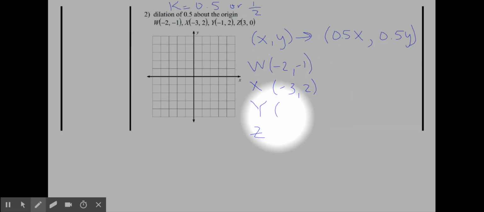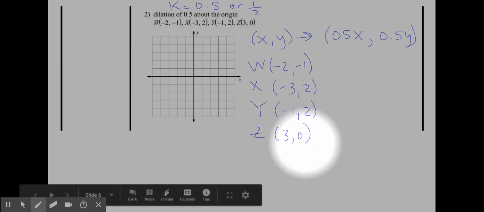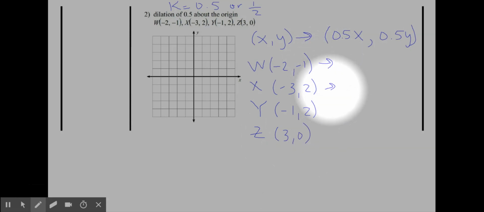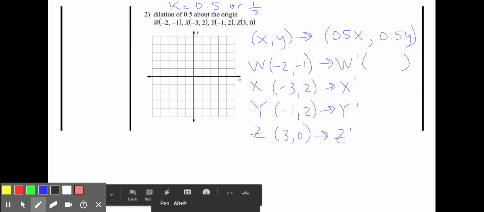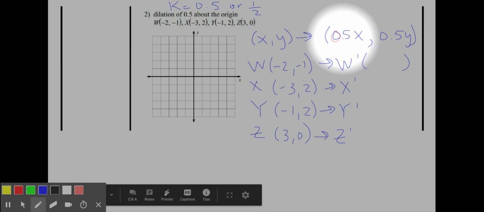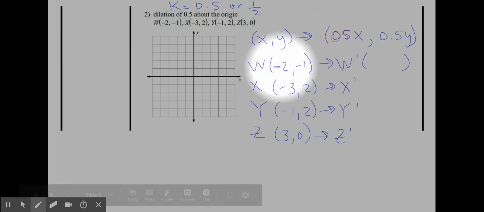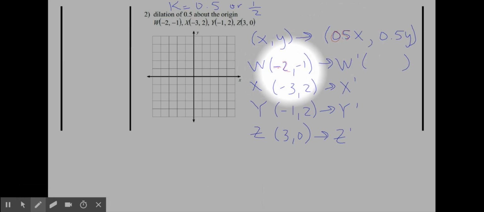Let me list my points. Feel free to stop the video at any time. So w prime, x prime, y prime, and z prime is what we're trying to find. And we find them by multiplying 0.5, or half, times -2. Well, I like to think this one in terms of half. So if I take half of -2, I have -1.